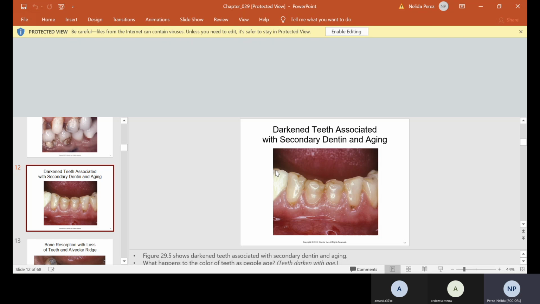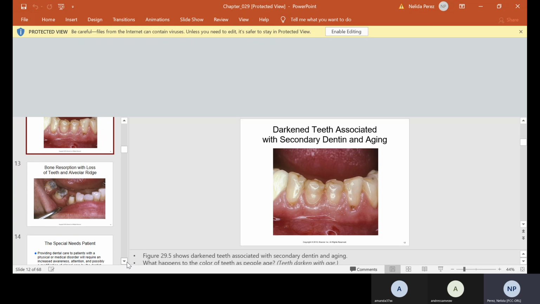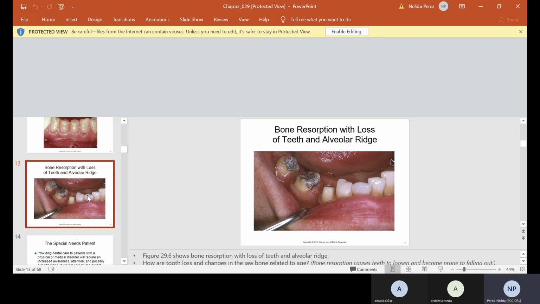Here we have darkened teeth associated with secondary dentin and aging. We really can't do anything about darkened teeth other than crowning them. But depending on their age, do they really want to crown their teeth? It's totally up to the patient.